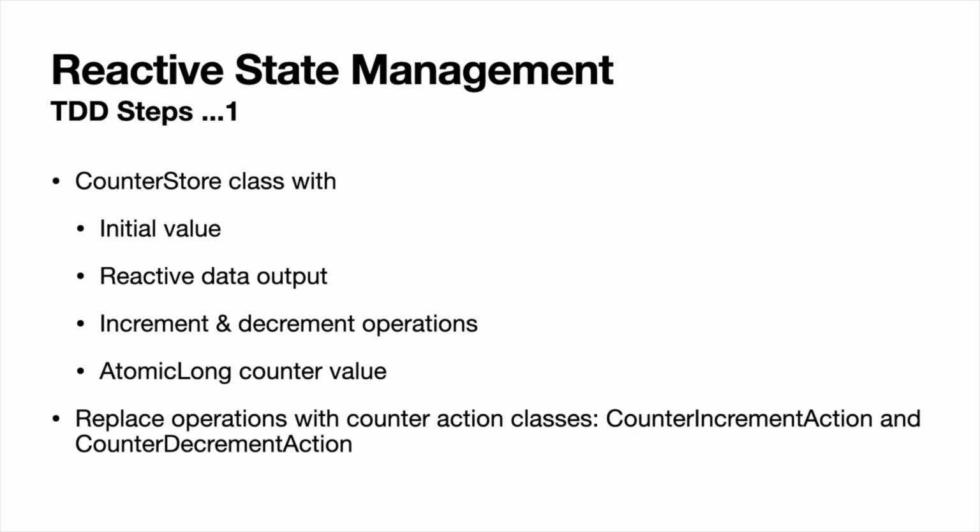In the first few steps, we'll implement a CounterStore class with an initial value, a reactive data output, and increment and decrement operations, and we'll also use AtomicLong for the counter value. And in the next steps, we'll replace the operations with counter action classes, the CounterIncrementAction and the CounterDecrementAction.